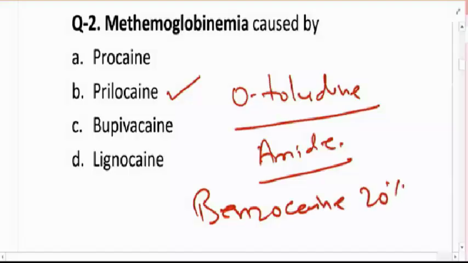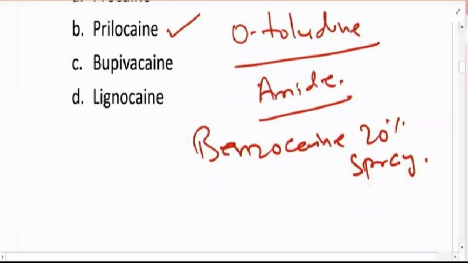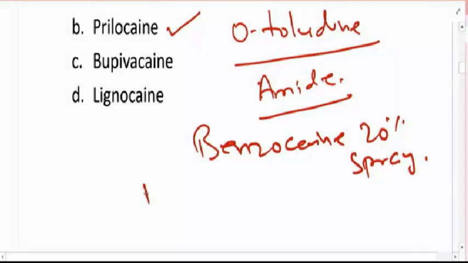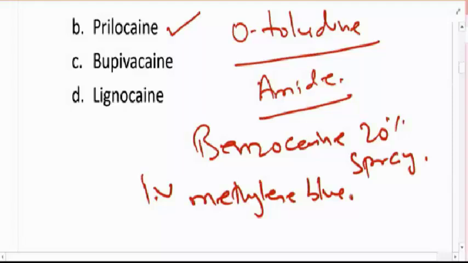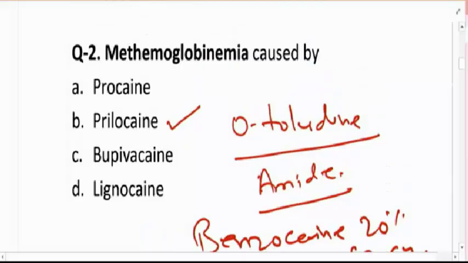It is used as a 20% spray, used for some endoscopies and bronchoscopies, and it very commonly causes methemoglobinemia. Now, treatment of methemoglobinemia is intravenous methylene blue. So what about the other drugs? For example, procaine is the local anesthetic of choice in patients with history of malignant hyperthermia.